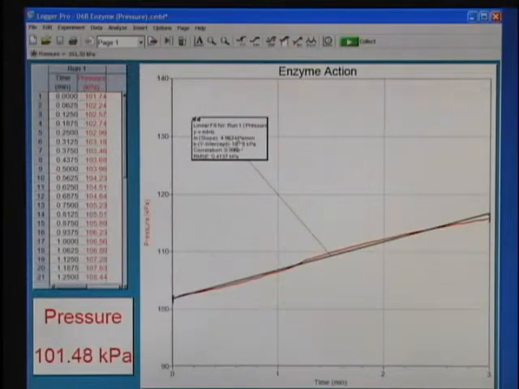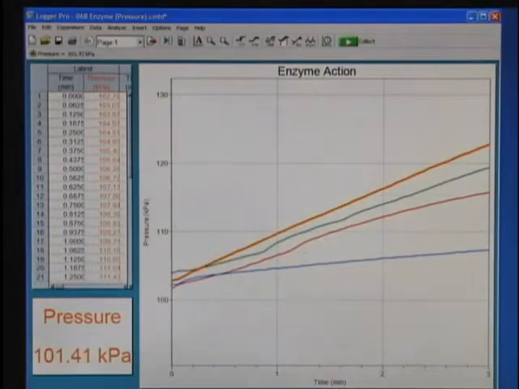We will repeat this experiment with test tubes 2, 3, and 4, adding 2 drops of enzyme to test tube 2, 3 drops to test tube 3, and 4 drops to test tube 4. With all of the data on one graph, it is very clear that the rate of oxygen production increases with the amount of enzyme catalase present. In this experiment, you will also investigate the effect of temperature and pH on the rate of oxygen production.